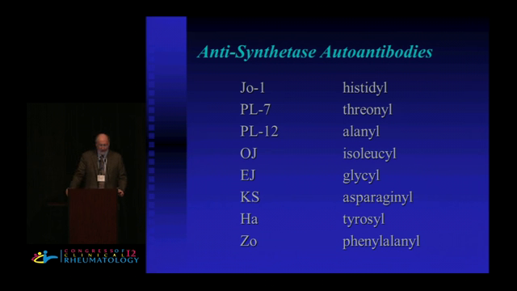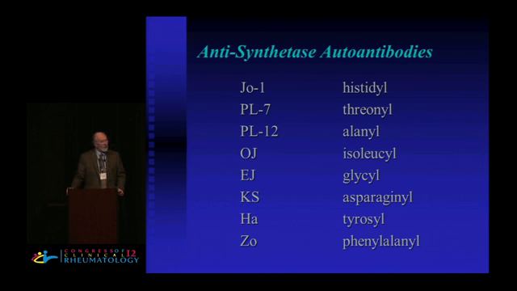specific amino acid tRNA synthetases, and JO1 is by far and away the most common. But there are 5 others, PL7, PL12, OJ, EJ, and KS, which are commercially available. And I really encourage you when you're working up patients to send blood to a lab that will measure all 6 and not just restrict yourself to JO1, because patients with these do exist.